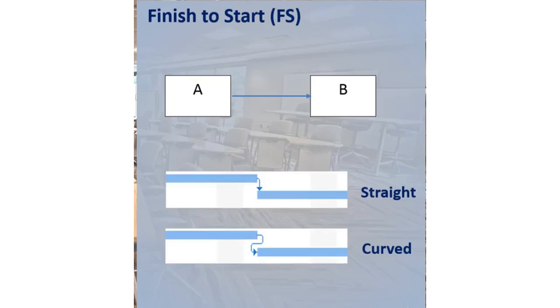In Microsoft Project, we will see this type of link in two ways. The straight or curved shape of the arrow makes no difference in terms of meaning. Both representations are finish to start type links.